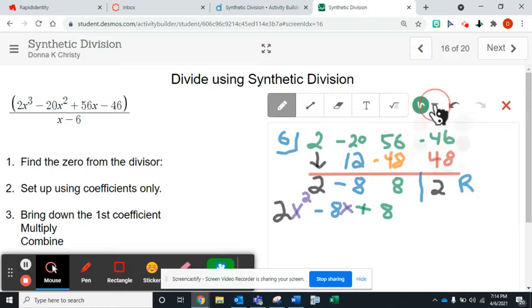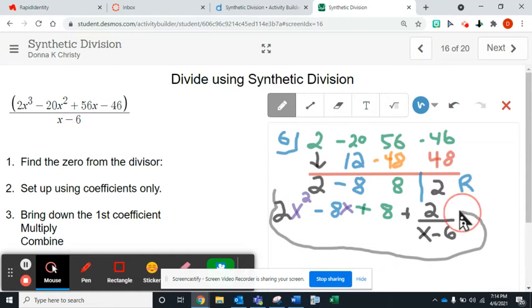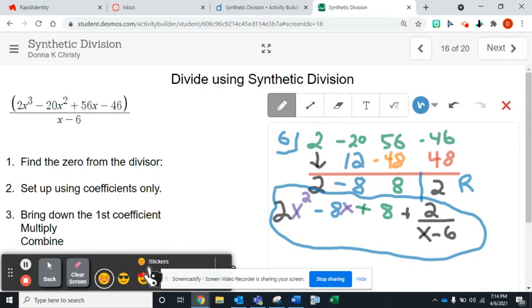And then the last thing, I'm going to rewrite it as the remainder over the divisor, which is x minus 6. And that is my answer. That whole shebang there is my answer. So I have divided a cubic by this binomial, and I ended up with a quadratic. And that, folks, is synthetic division.